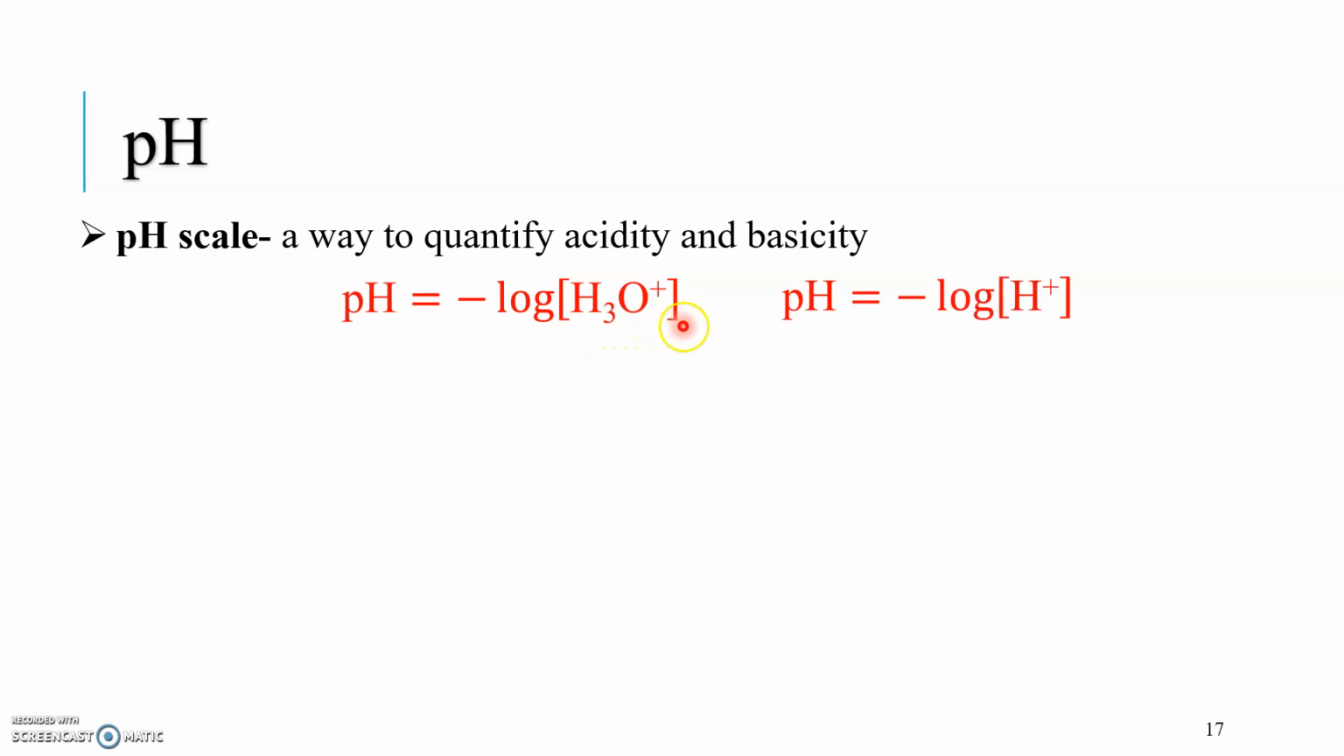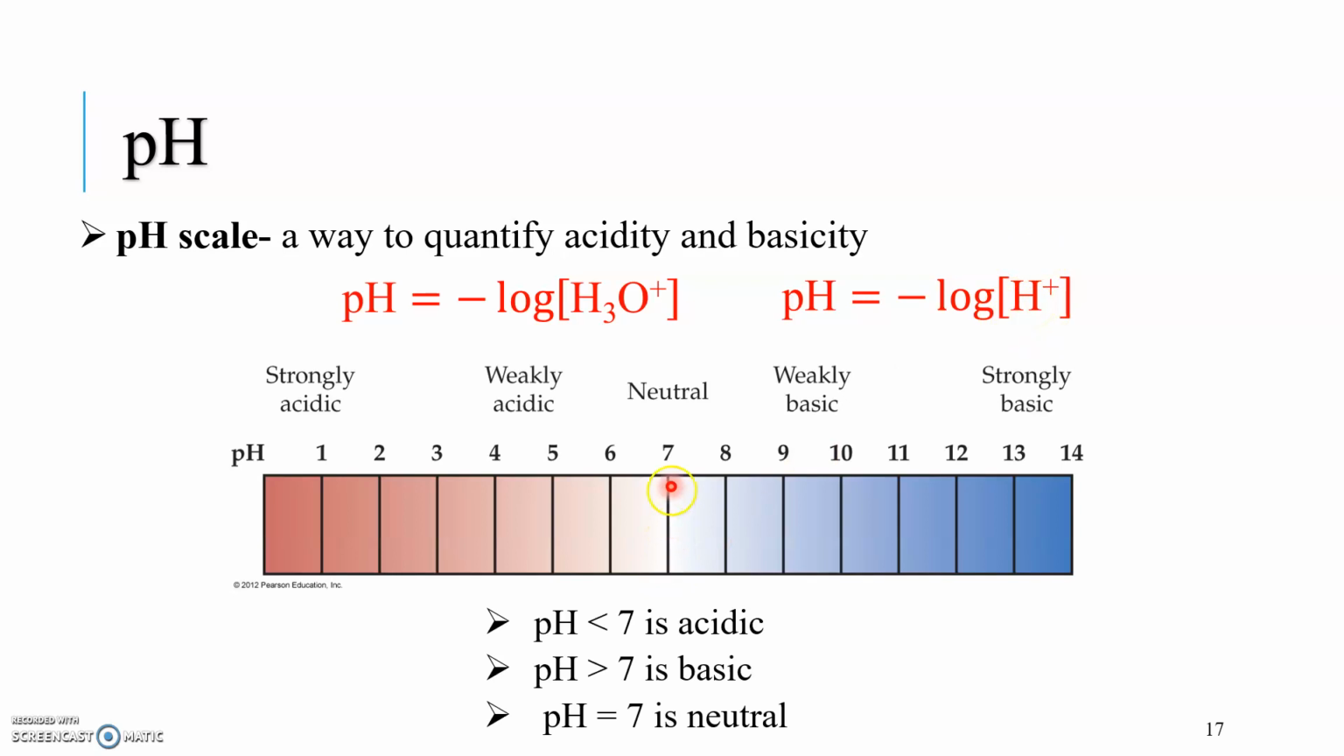Sometimes we can see the formula written this way: pH is equal to negative log of H plus. And again, these formulas are the same because hydronium ion is the same as the H plus. If you look at the scale, any solution that has a pH of 7 is going to be a neutral solution.